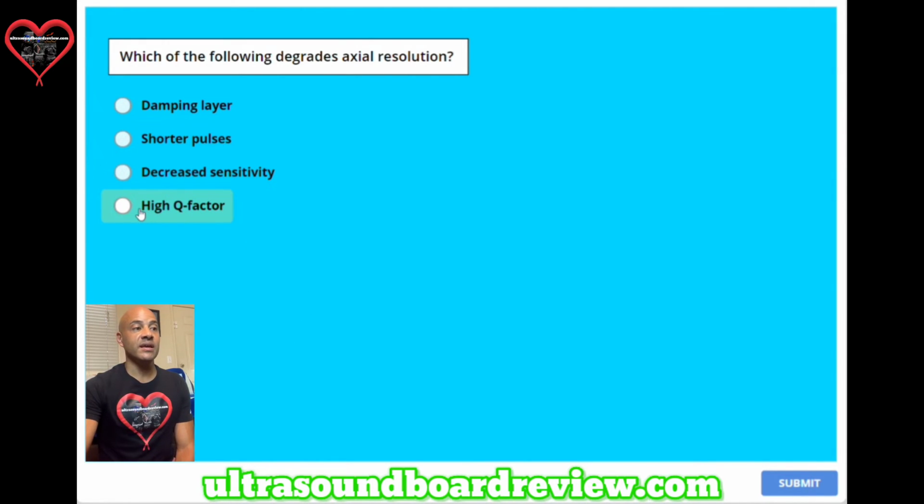The answer is D. High quality factor will degrade axial resolution. You want a low quality factor. And these three will improve axial resolution.